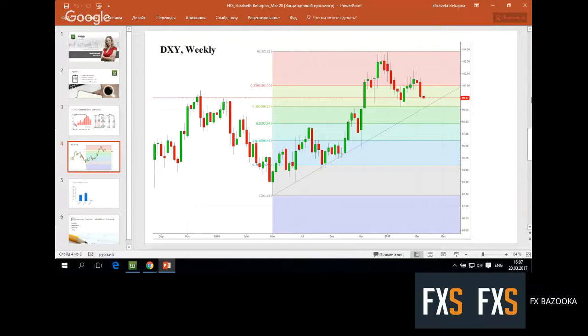And of course, the past week was very eventful for the American currency. The major event was surely the meeting of the US Federal Reserve. The Fed, as you probably know, raised the key interest rate by 25 basis points as expected. So this wasn't a surprise for the market, and this rate hike was completely priced in by the market. As a result, we saw this decline in the US dollar after the meeting.